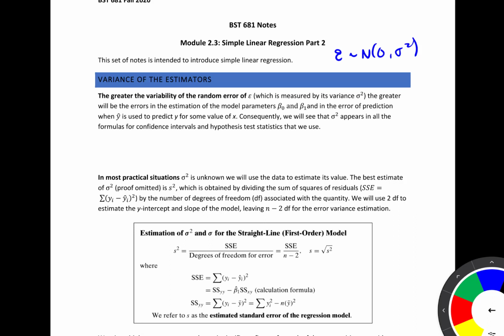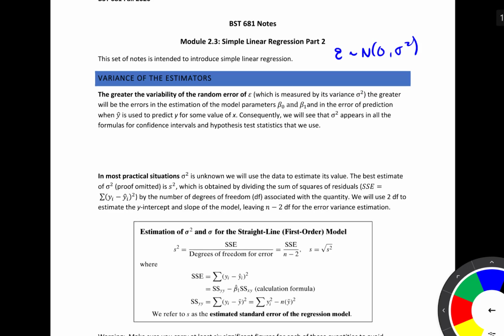So consequently, we'll see that sigma squared appears in all of the formulas for confidence intervals and hypothesis tests. Because if you remember from your intro stat course, one of the things we have to account for whenever we estimate parameters is the variability of the statistic. And so this is directly relating back to that idea.